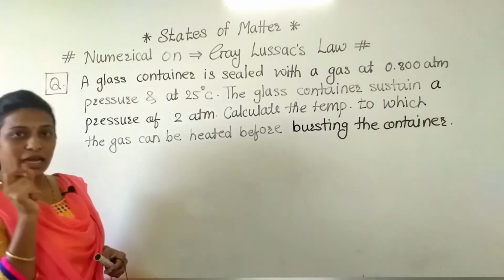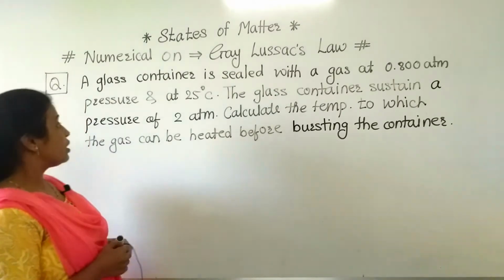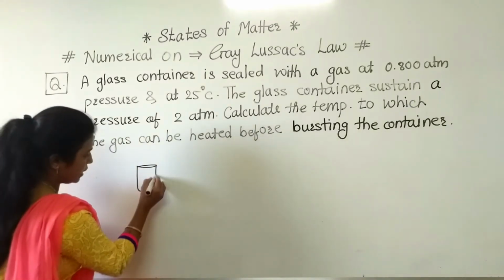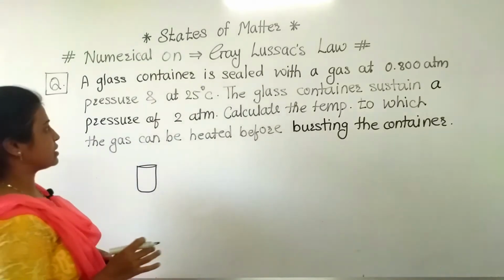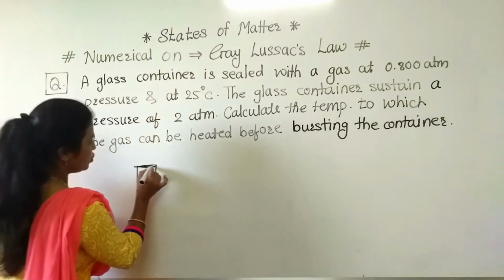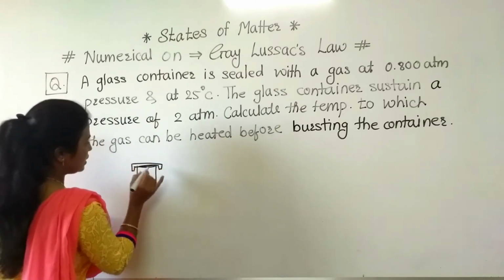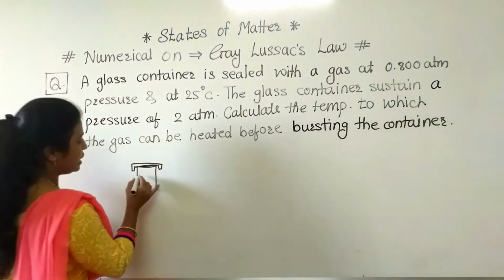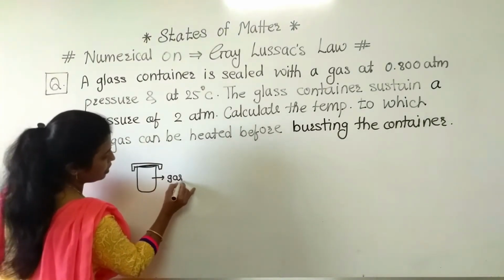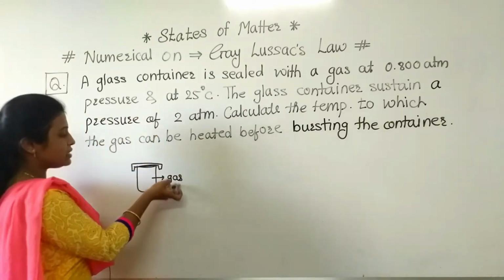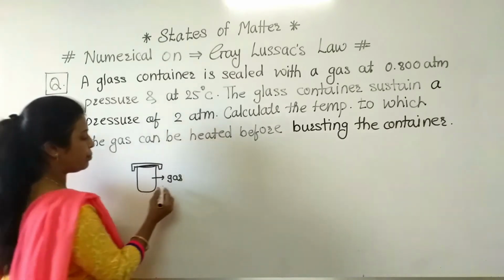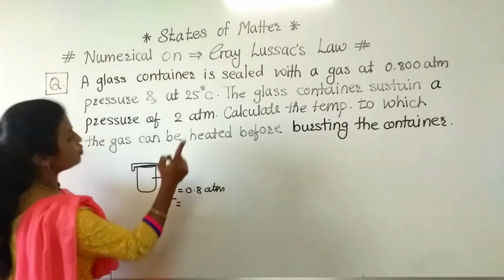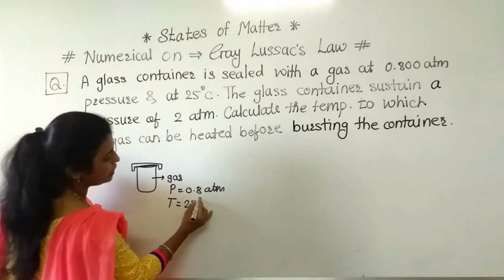What is that second example? Again, we are going to understand that concept also. Now, see here, a glass container. What we are having? We are having one glass container, imagine it is sealed. Now see here, this is the glass container which we have sealed, in which a gas is sealed, means here it contains gas. At the time that gas was sealed in that glass container, the pressure was 0.8 atm and the temperature was 25 degrees Celsius.